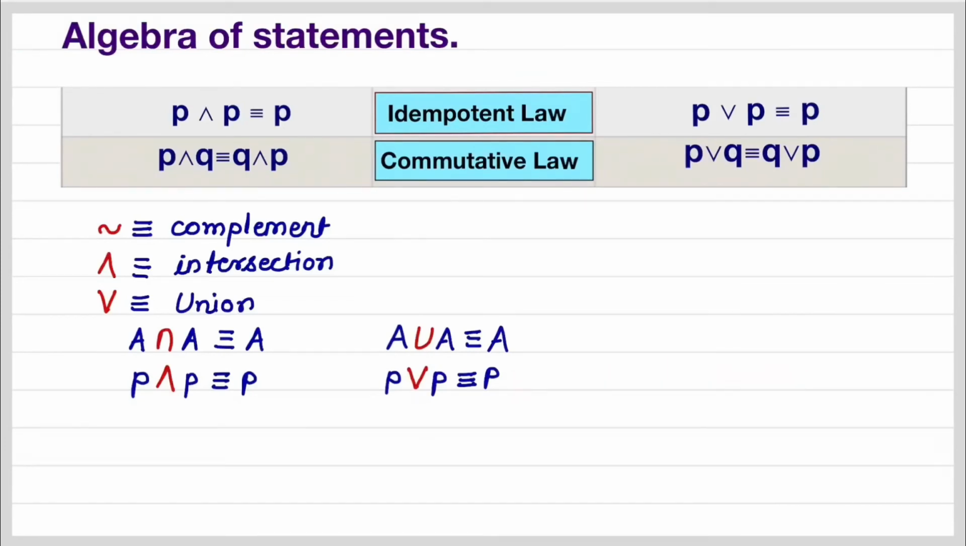Next law is the commutative law. Commutative law says that P and Q is equivalent to Q and P, and P or Q is equivalent to Q or P.